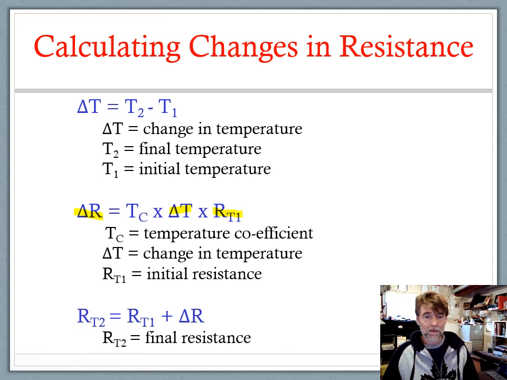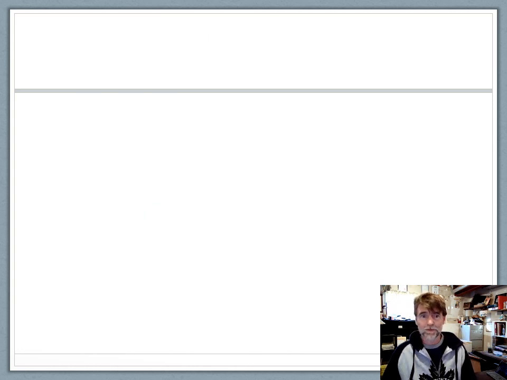And then finally, the third equation, once we've gotten this far, is pretty straightforward. The question is, what is the resistance at temperature 2? Well, it's equal to the resistance at temperature 1, where we started, plus the change in resistance. So we're adding delta R, and if delta R is positive, then we get an increase, and if delta R is negative, then it will be the resistance at the original temperature minus the change in resistance. And that gives us our final resistance, the resistance of a conductor at temperature 2, after the change has taken place. So that's the equation. The 3 equations, that's the process.